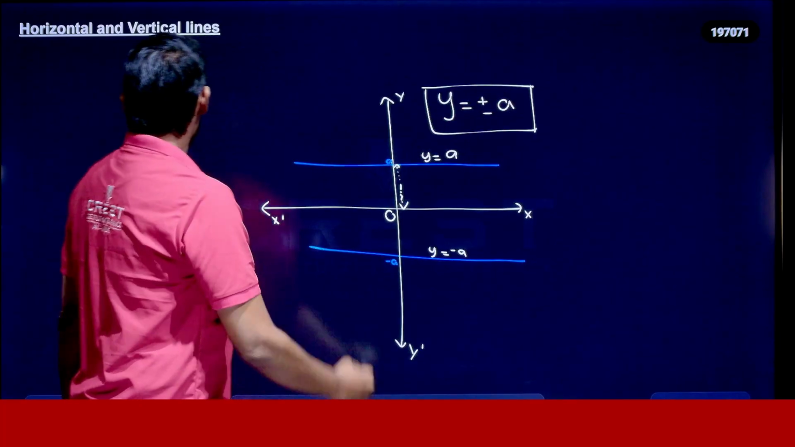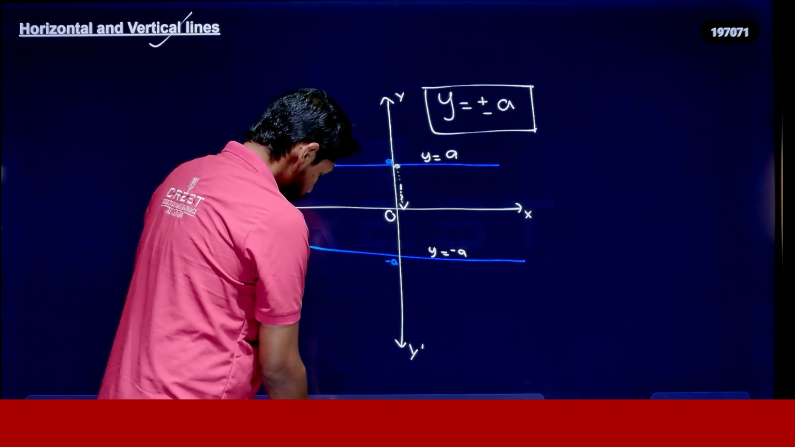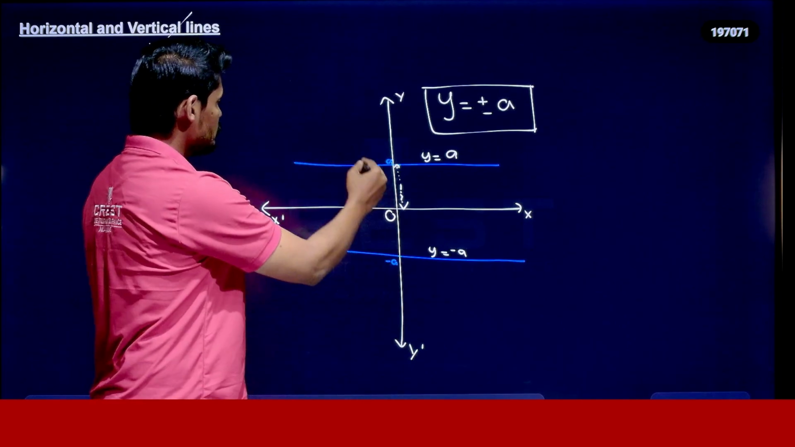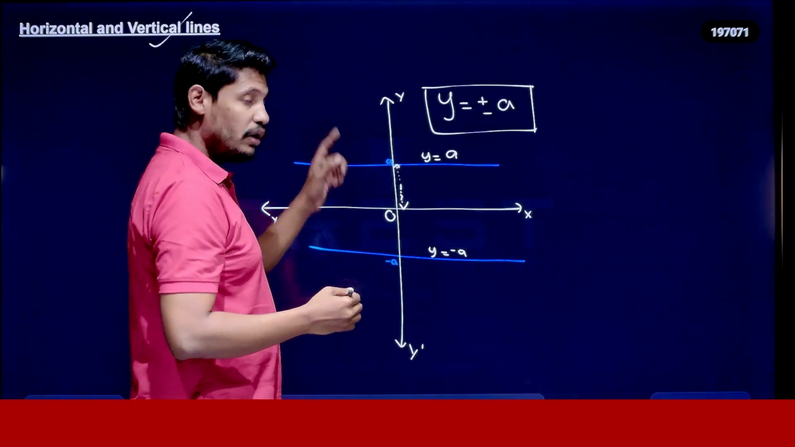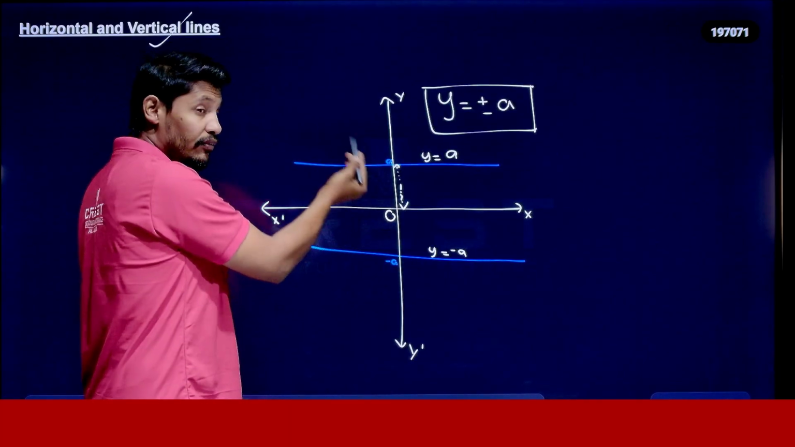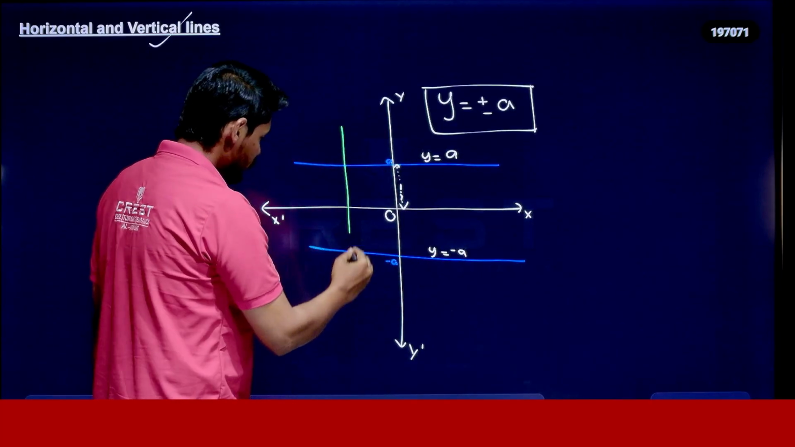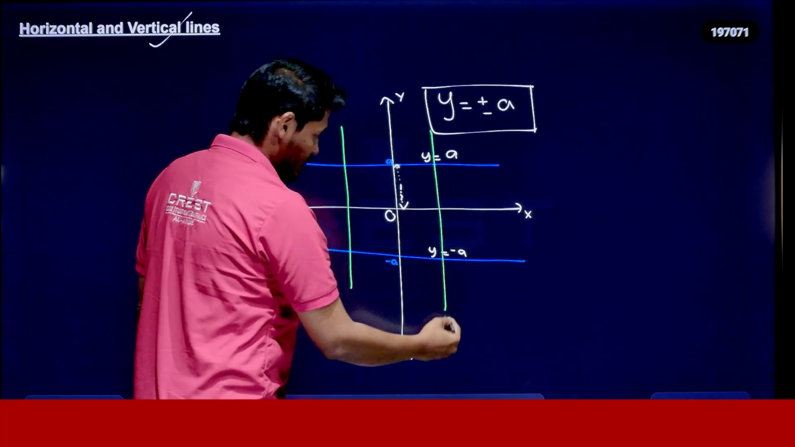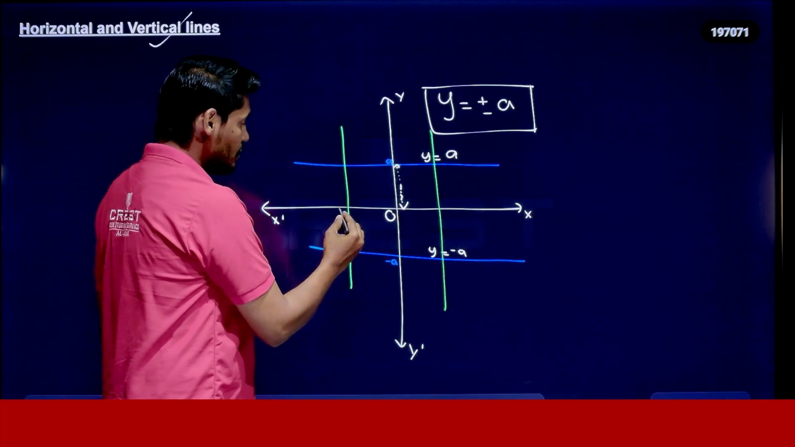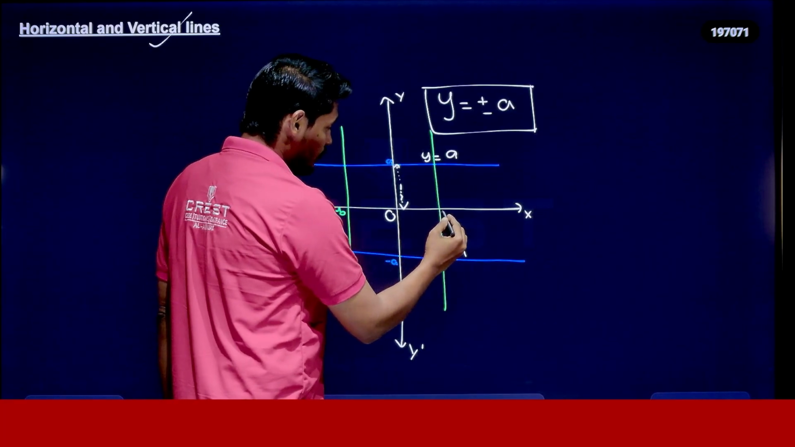Okay. Now what about vertical lines? For this we can draw with a green line. Vertical lines are those lines which are parallel to the y-axis. It may be to the left of the origin or to the right of the origin. So if you draw, this is a vertical line, and this is also a vertical line. Suppose this point is negative B, because it is to the left of the origin, and suppose this is positive B.